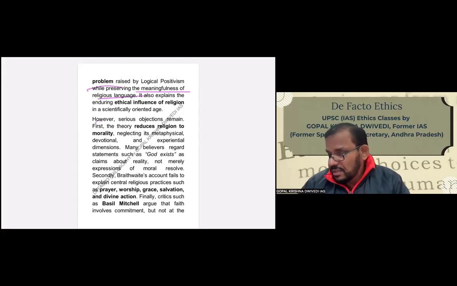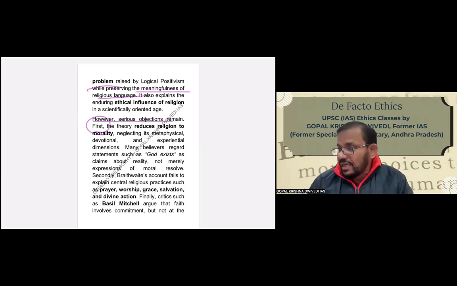But there are serious objections. First, the theory reduces religion to morality, neglecting its metaphysical, devotional, and experiential dimensions. Religion does not have only a moral dimension; it has metaphysical, devotional, and experiential dimensions also, which were totally neglected by Braithwaite. Therefore, many believers regard statements such as God exists as claims about reality, not merely moral claims.